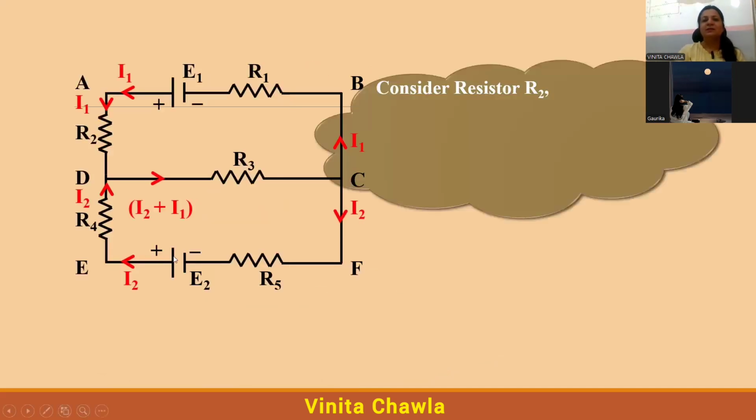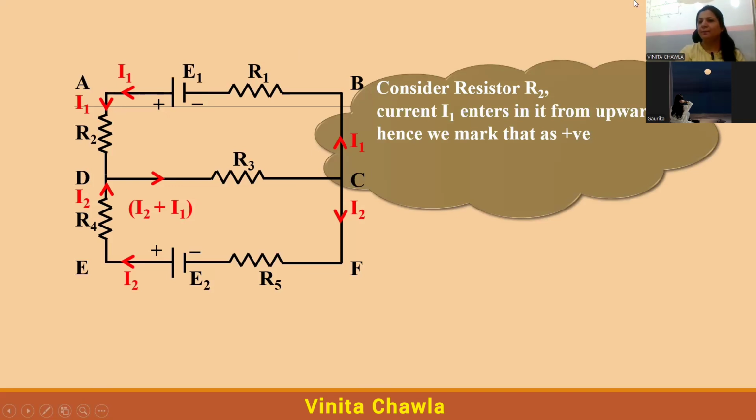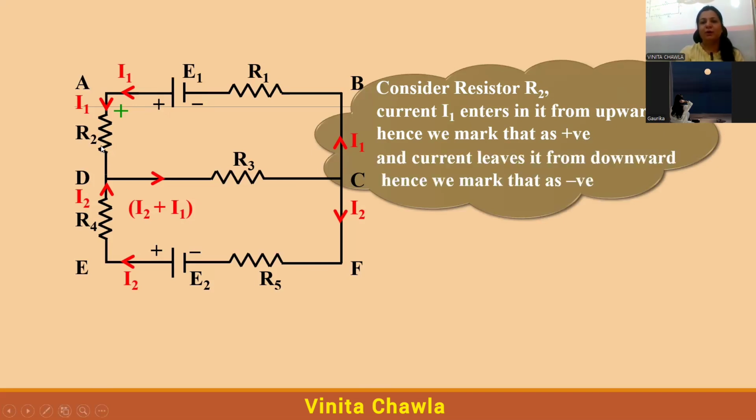Now, consider this resistor R2. अब जहां से current enter कर रहा है, current I1 enters in it from upward, na? Hence we mark that as positive, and this will be marked as negative. Look at the cursor, because current is flowing in this direction. So we'll mark the point as positive, and current leaves it downward, and hence we mark that as negative. Clear? Similarly, for all the resistors, we can mark the plus minus signs.